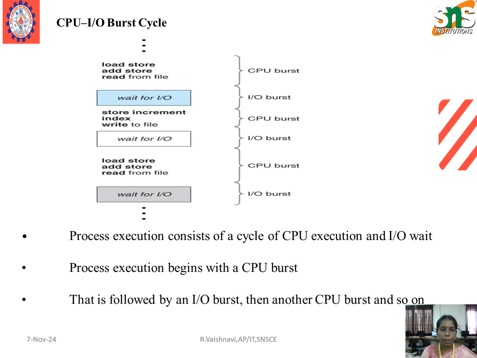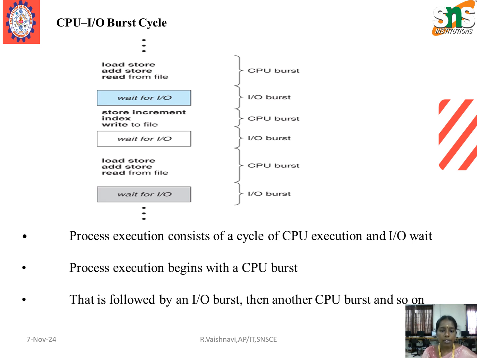Next one is the CPU input output burst cycle. Here we have the diagram. First one is load store and add store, read from the file. Here we have the CPU burst. This is followed by waiting for the input output request, and then store, increment index. Here we write to the file, then wait for the input output request, and then load store, add store, read from the file, and then wait for the input output request.